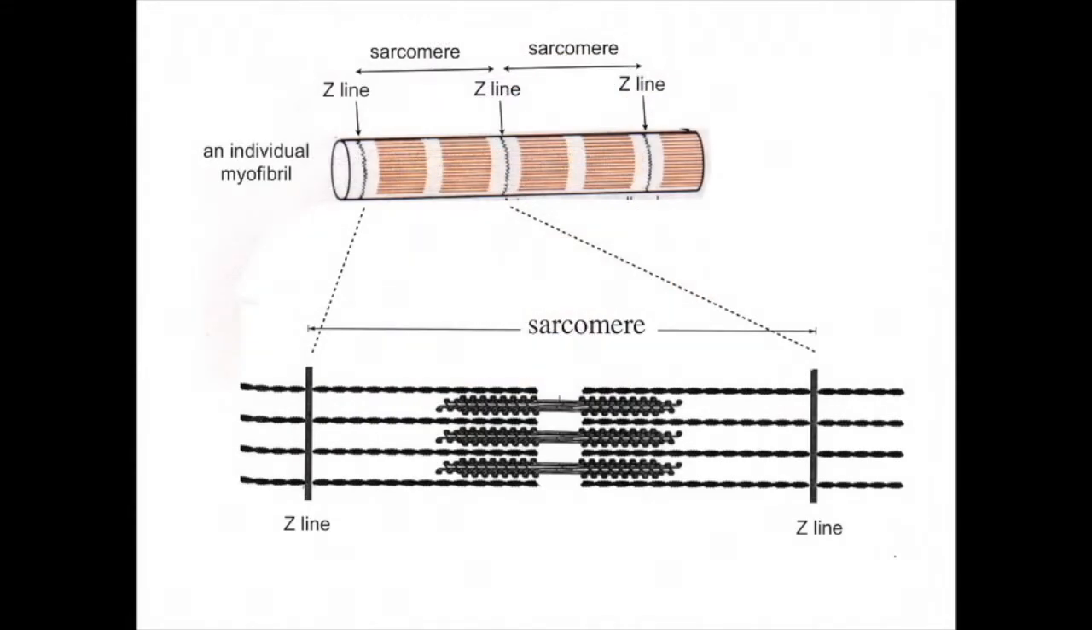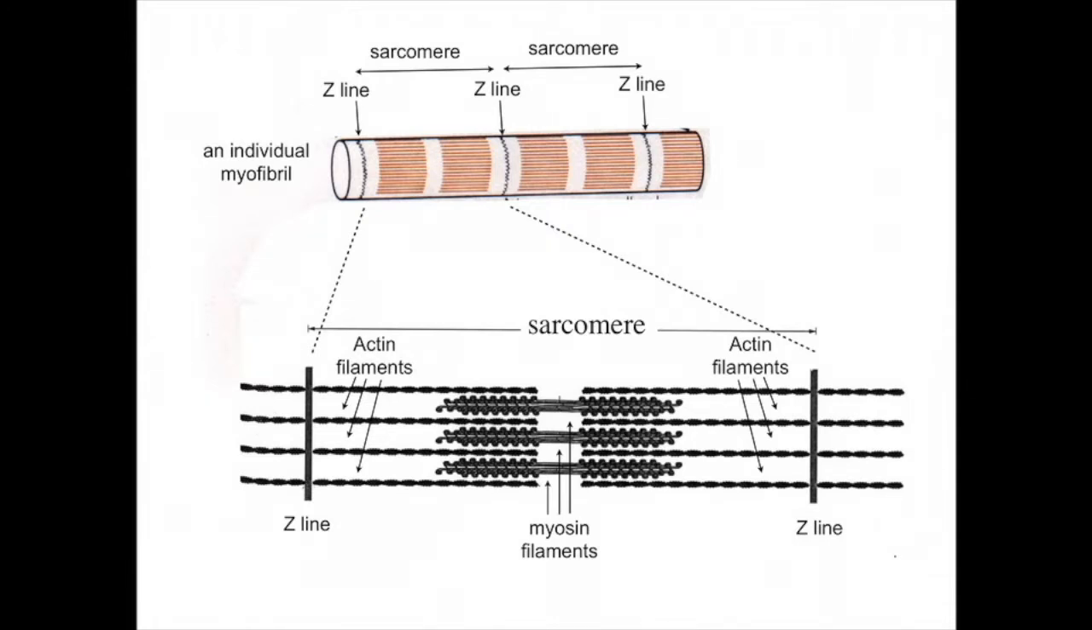Here we see the arrangement of the two major muscle proteins, actin and myosin, as they're arranged in the sarcomere. The thin actin filaments are anchored to the Z line in a perpendicular arrangement. It is as if these actin filaments are actually welded to a solid vertical structure, the Z line, and are oriented perpendicular to the Z lines. Sandwiched between the actin filaments are the thicker myosin filaments.